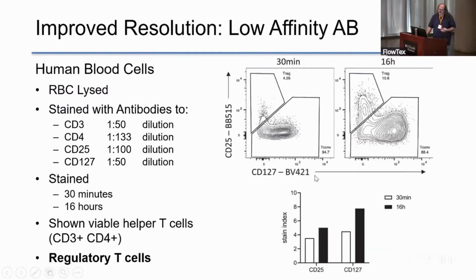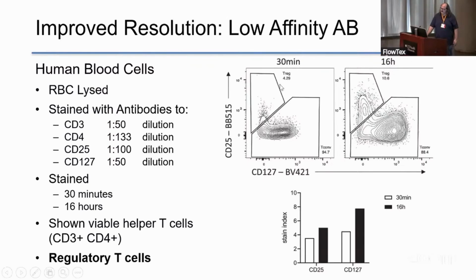They also wanted to do the same thing, but instead of a standard surface marker, they wanted to use something that was a known low affinity antibody. So for this particular study, they used human blood cells again. They did the RBC lysis, and then they took the viable cells and stained with CD4, CD3, CD25, CD127. And of course, they did 30 minutes, and then 16 hours. Shown here are only the CD3, CD4 positive cells, because that's usually what your Tregs are that you're interested in.